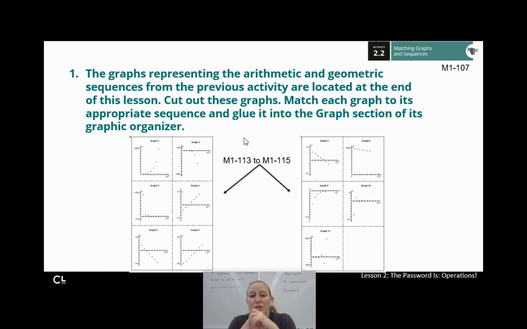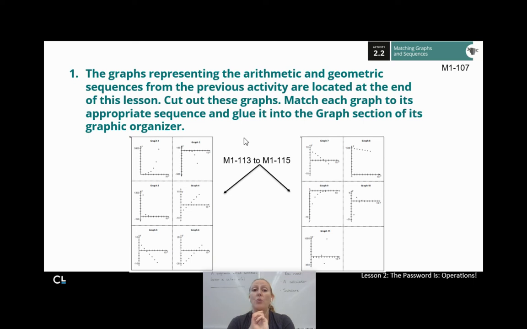Pages 113 to 115, it's just 2 pages. You have a whole bunch of graphs here. The graphs representing the arithmetic and geometric sequences from the previous activity are located on those pages. So what you're going to do first, cut out the graphs. Obviously, that's the first thing you need to do. Cut out all the graphs.